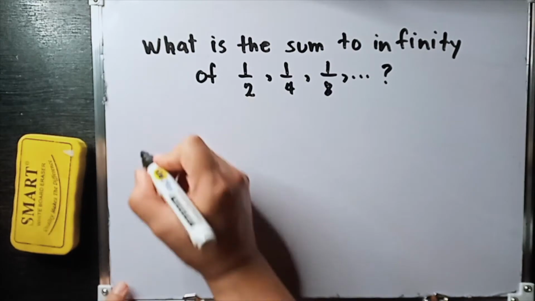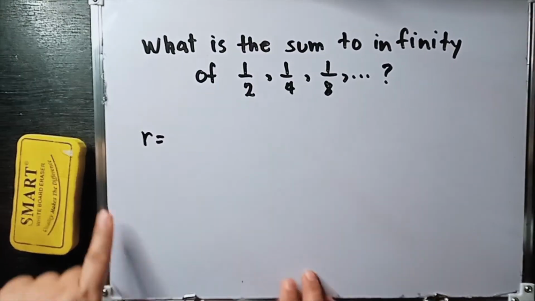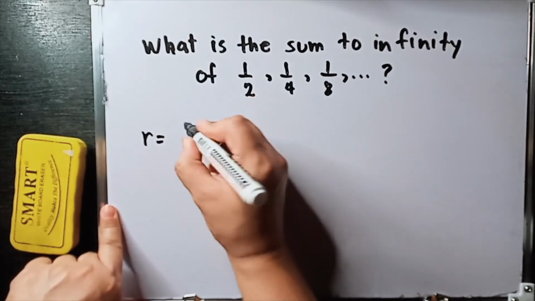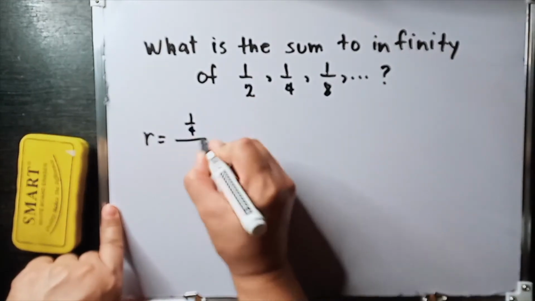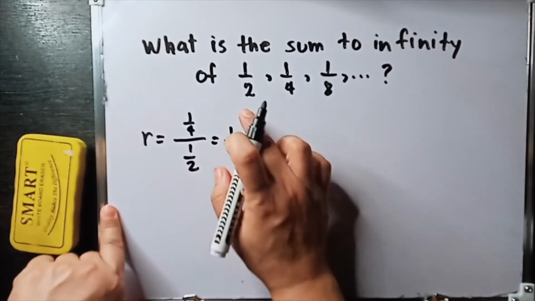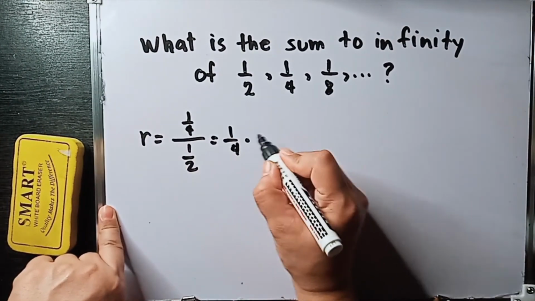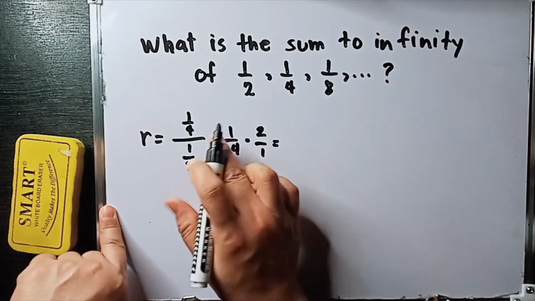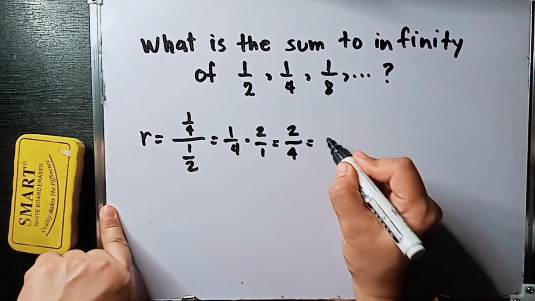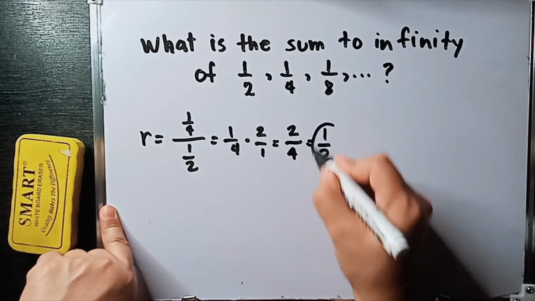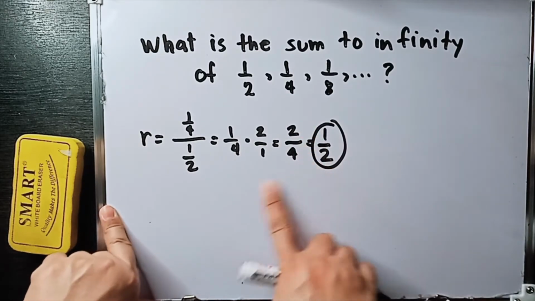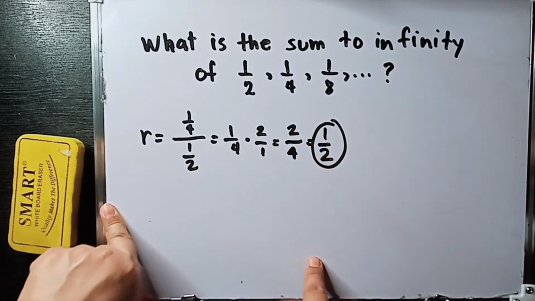So firstly, we identify our R. We can divide this, which is 1/4 divided by 1/2, or simply 1/4 times the reciprocal of 1/2, which is 2 over 1. 1 times 2 is 2. 4 times 1 is 4. And then we get the common factor of 2 and 4, or lowest term of 2 over 4, which is 1/2.